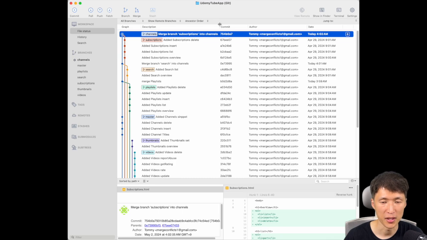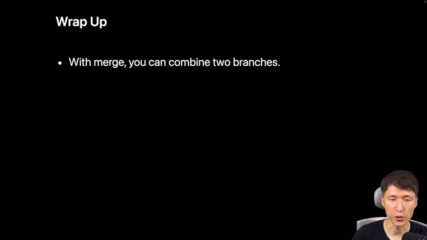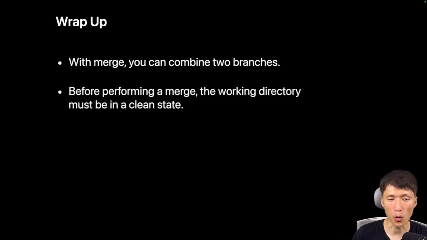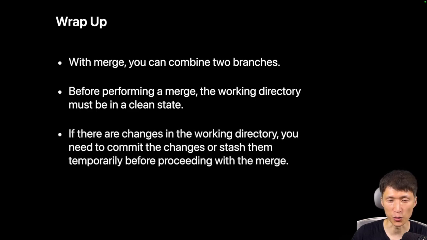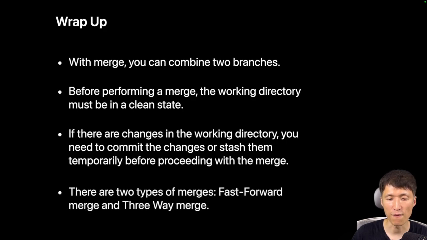Up to this point, we've been practicing the merge command in SourceTree. Let's summarize what we have learned in this lecture. With merge, you can combine two branches. Before performing a merge, the working directory must be in a clean state. If there are changes in the working directory, you need to commit the changes or stash them temporarily before proceeding with the merge. There are two types of merges, fast-forward merge and three-way merge.